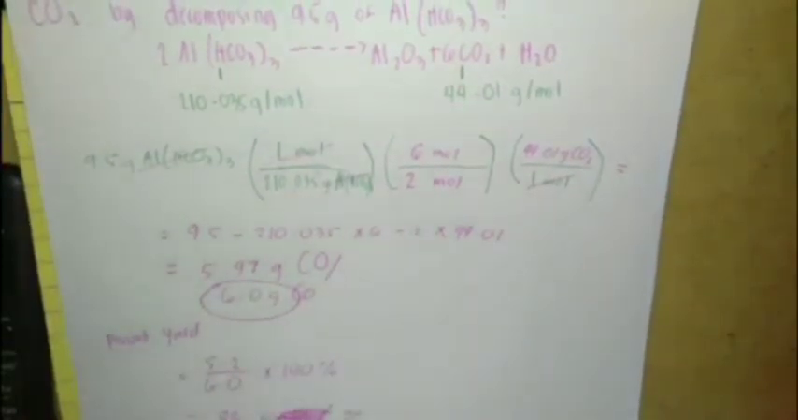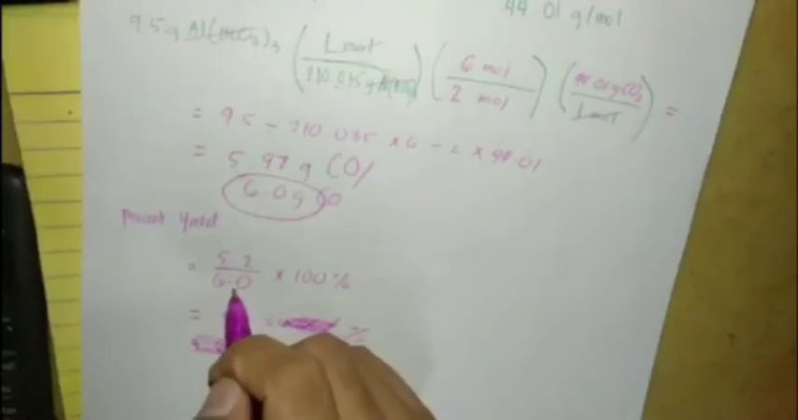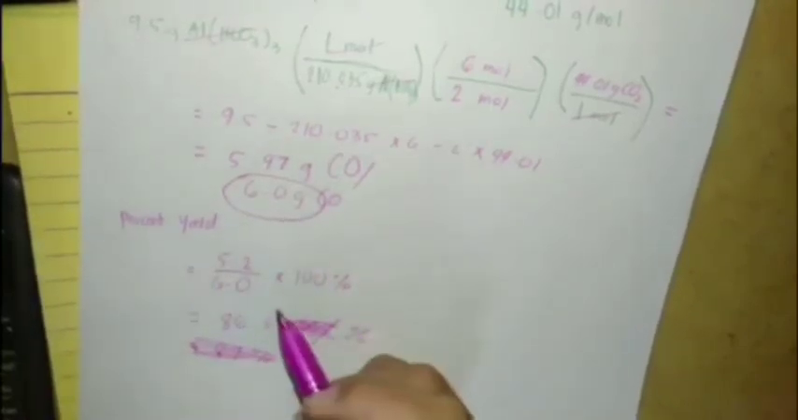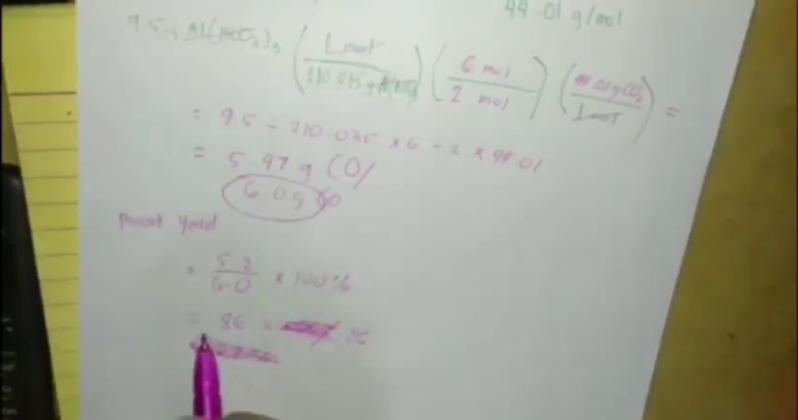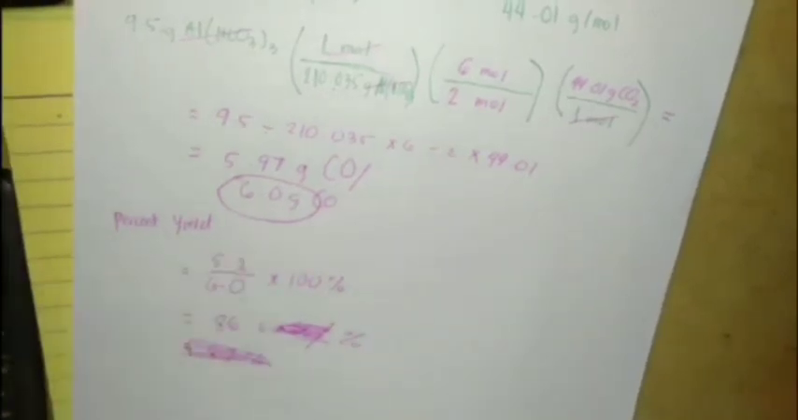So we will now solve for the percent yield. 5.2 is the actual yield, and this is the theoretical yield, multiplied by 100%, so it will be 86.6%. I didn't make a mistake because the theoretical yield is greater than the actual yield.